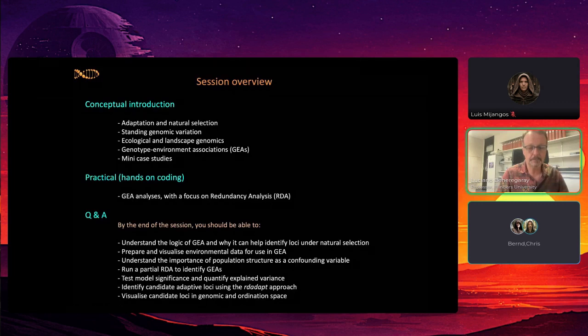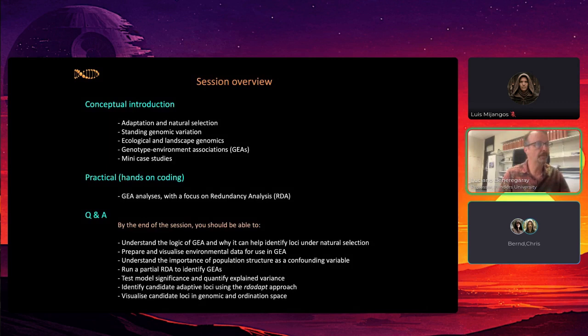And visualize candidate markers in genomic and ordination space. So this is what we have planned for today.